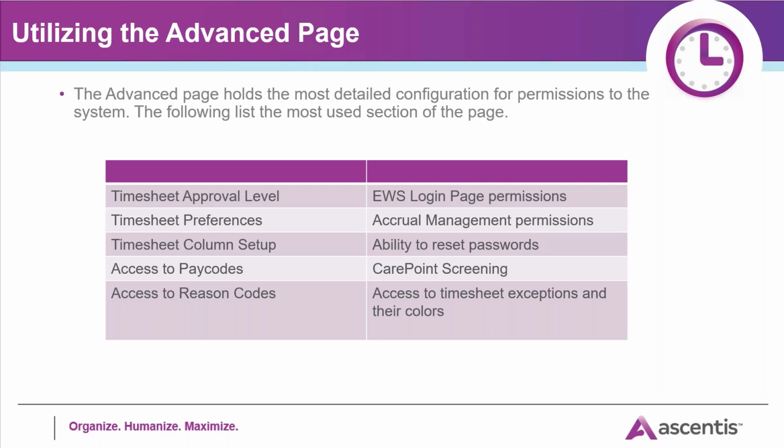Some general information about the CarePoint screening. If you have that thermal reader on your time clock to read temperatures as employees are punching in. And then access to timesheet exceptions and their colors. So if you look at your timesheets today, for example, if an employee goes into overtime, some databases will show that overtime purple. Some databases have that set to green. Some have it set to yellow. So where is that configured and how can you change those colors?